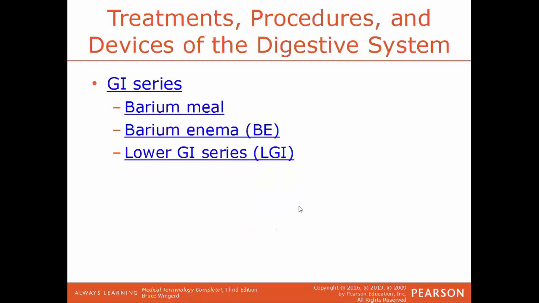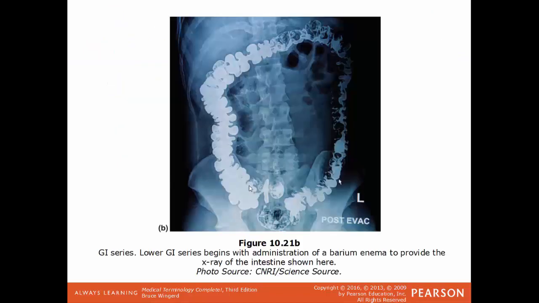Okay, other ways to inject barium into the patient for a GI series would be a barium meal or a barium enema. You would use a barium enema if you want to look at parts of the lower GI tract. So if you're looking at the lower end of the tract, you're better off injecting the barium through an enema through the rectum. So that'd be a lower GI series. And this is how that would look. And of course the barium would be coating the lower part of the tract. You can see that highlighted here.